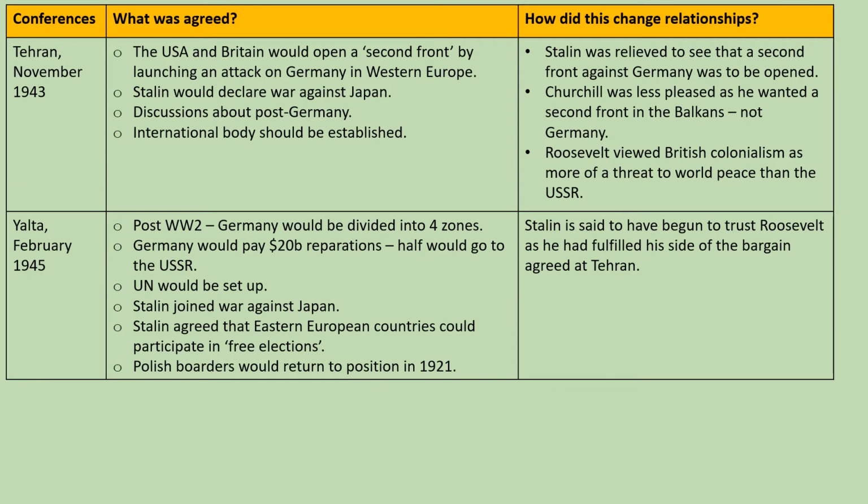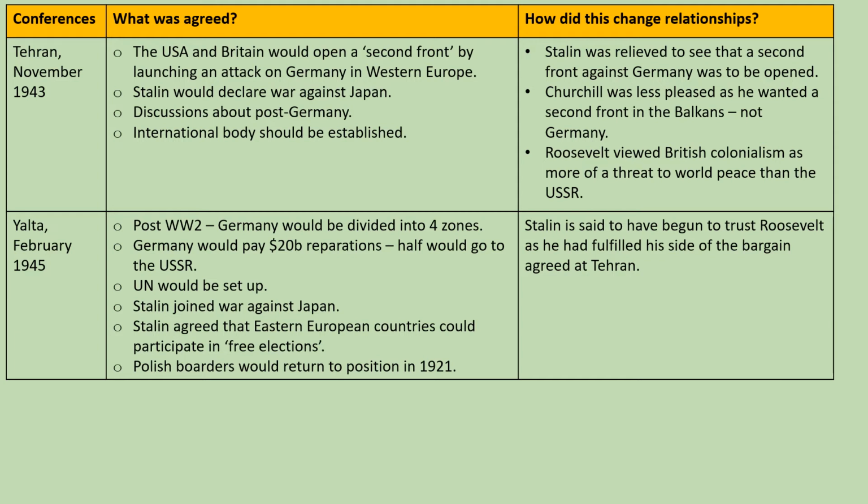So what did the Grand Alliance actually agree to? We're going to be looking at three conferences. The first was in Tehran, November 1943. What was agreed? So the USA and Britain would open a second front by launching an attack on Germany in Western Europe. Stalin would declare war against Japan. There would be an informal discussion about what would happen post-Germany, and an international body should be established.